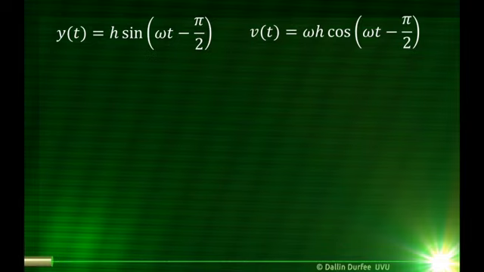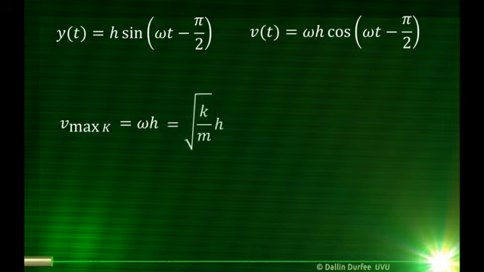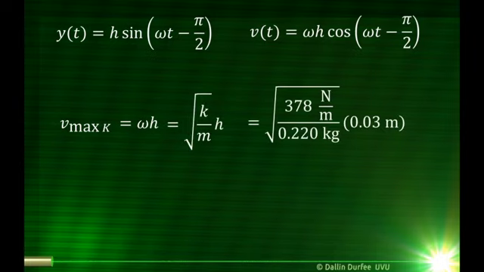I can just say, what's the biggest the velocity gets? If I look at this, I've got my cosine. The biggest cosine ever gets is 1. So my maximum velocity is just omega times h, which is the square root of k over m times h. Plugging the numbers in, I get 1.24 meters per second.